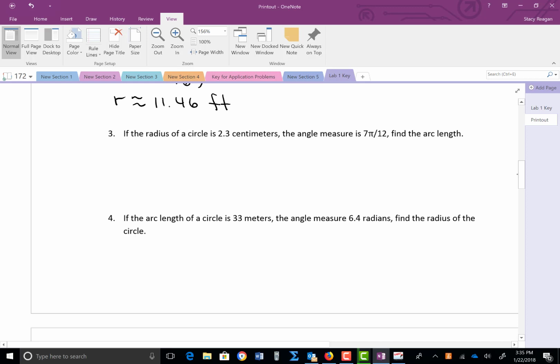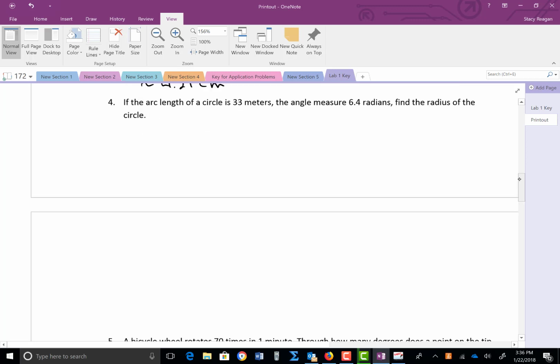Number 3. If the radius of a circle is 2.3 centimeters, the angle measure is 7 pi over 12. And again, if it's 7 pi over 12, it's understood to be in radians. Find the arc length. So here's your formula. We have everything we need to plug in. The radius is 2.3 centimeters. Theta is 7 pi over 12. All I need to do is take my calculator and multiply 2.3 times 7 pi over 12, and I get roughly 4.21 centimeters. Let's go ahead and do numbers 4 and 5 in this video.